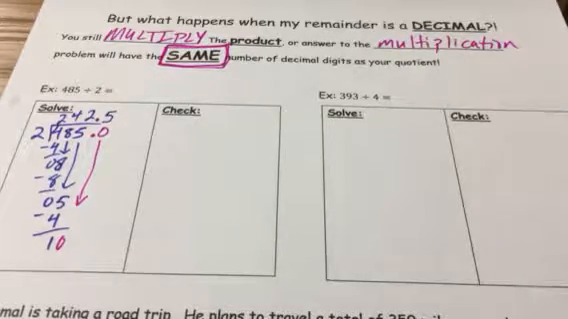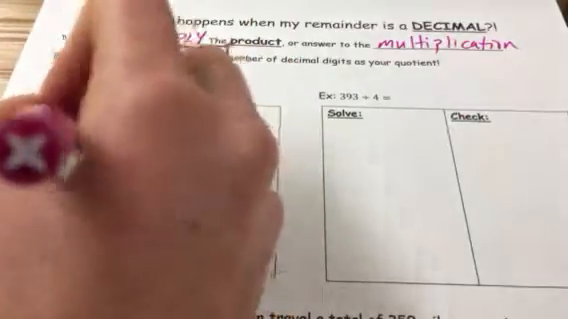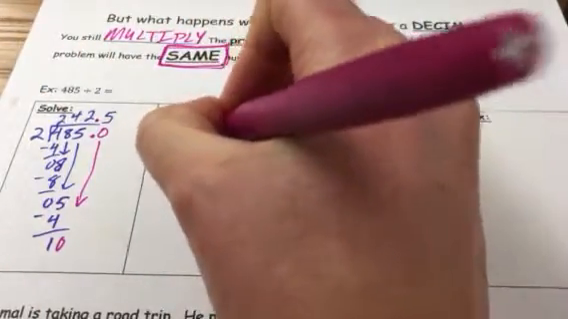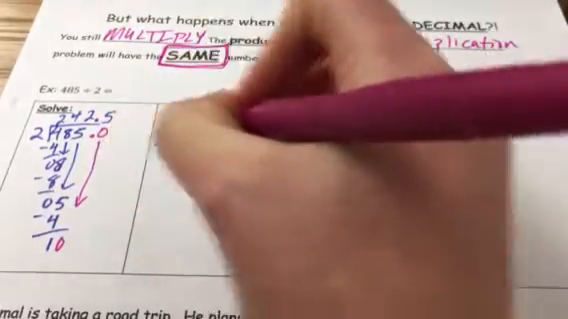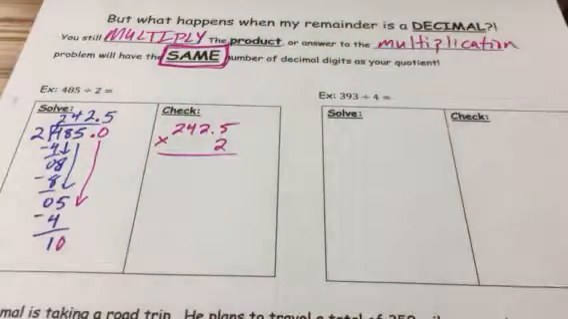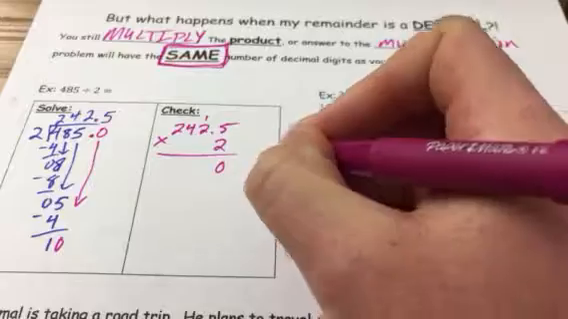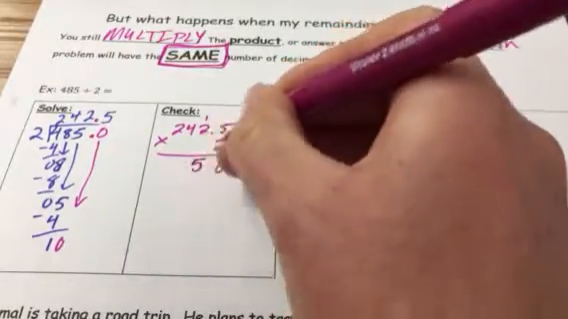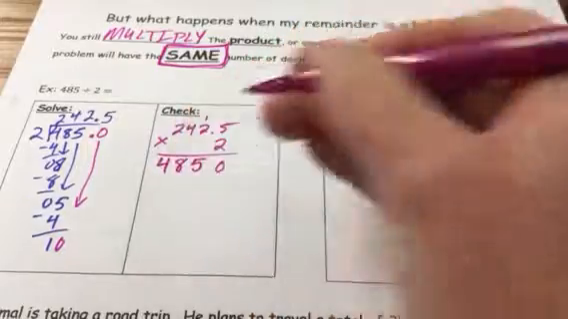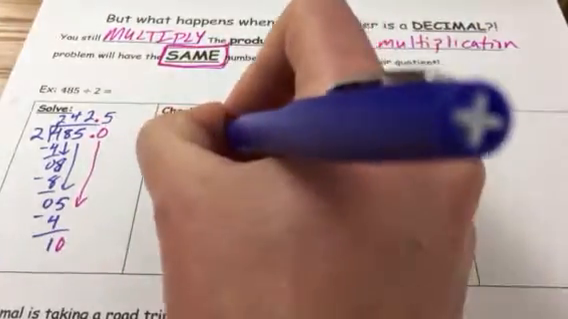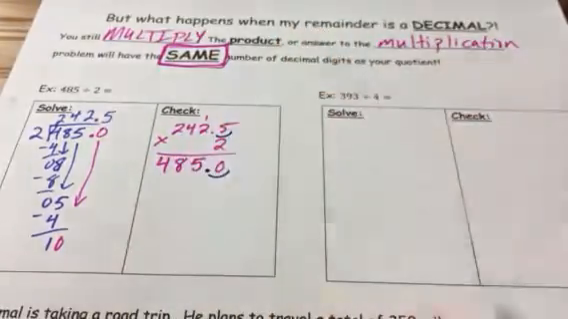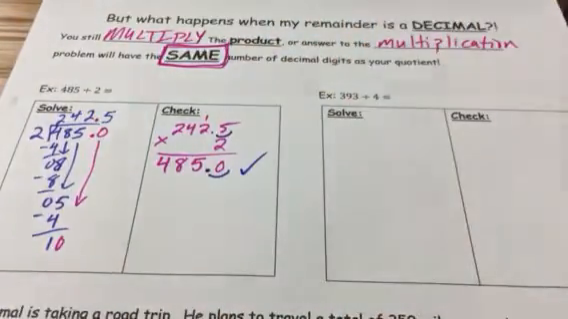Now let's check our work to make sure we are indeed correct. So I'm going to take my quotient, 242.5, and I'm going to multiply that by 2. Now you do not have to line your numbers up when you're multiplying, okay? We're going to ignore the decimal and just multiply normally. 2 times 5 is 10. Carry the 1. 2 times 2 is 4, plus 1 is 5. 2 times 4 is 8. 2 times 2 is 4. We have 1 decimal place here, so I'll have 1 decimal place here. 485, which is what I originally started with, so I know I am correct.